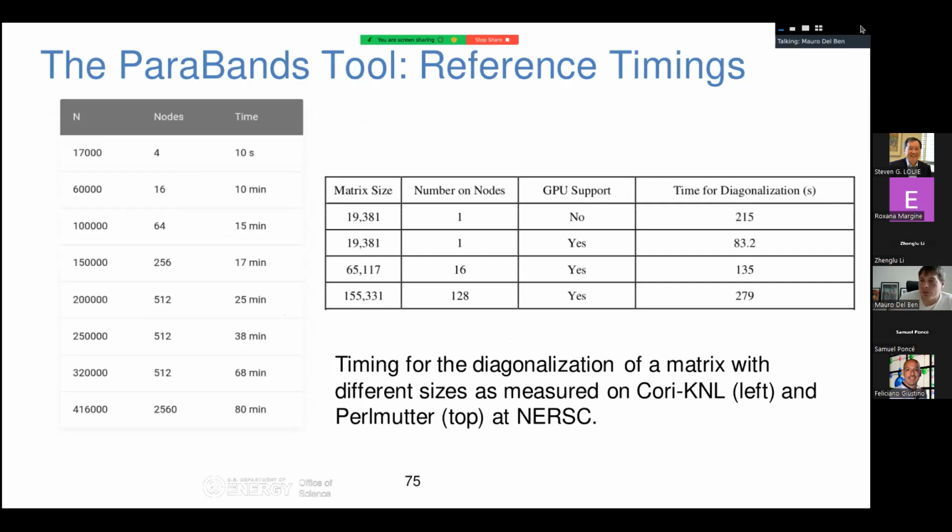And here's some performance timing. You see, we can tackle Hamiltonian sizes up to hundreds of thousands, and with 155,000, we're already talking about the order of 1,000 or more atoms, depending on the pseudopotential and the cutoff. And just using very few hybrid nodes, we can get excellent time to solution just to start your GW calculation.